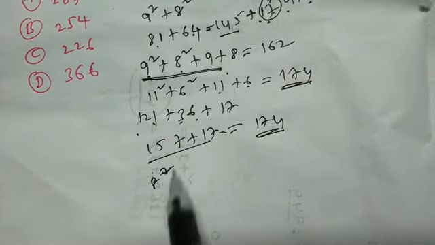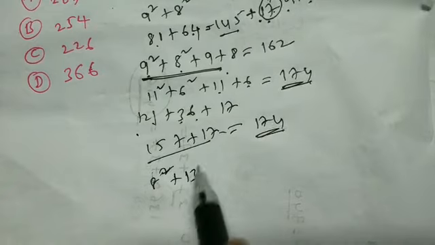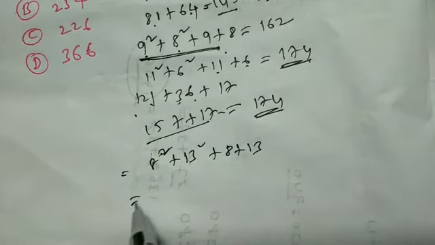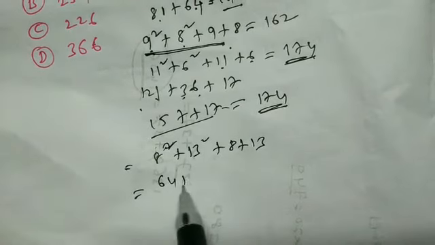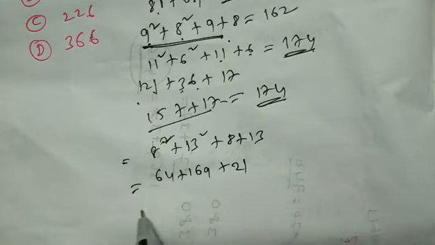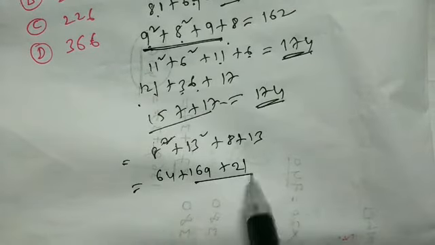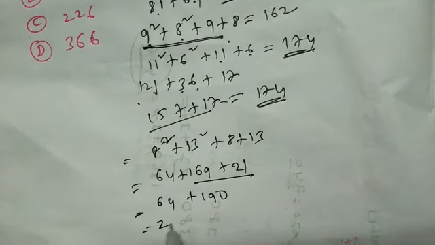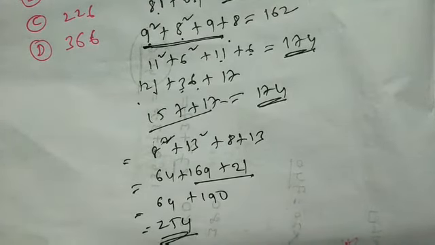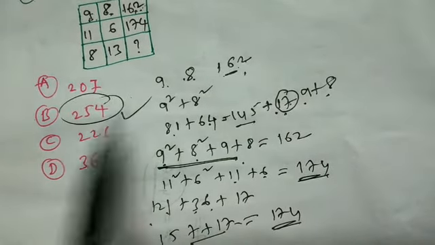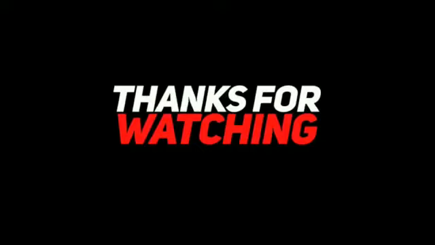Let's apply this for 8 square plus 13 square plus 8 plus 13. See here how much we'll get. 8 square is 64 and 13 square is 169. 8 plus 13 is 21. If we add 169 plus 21, we get 190. Now add 64. How much will we get? 254. So our answer, option B, is correct.